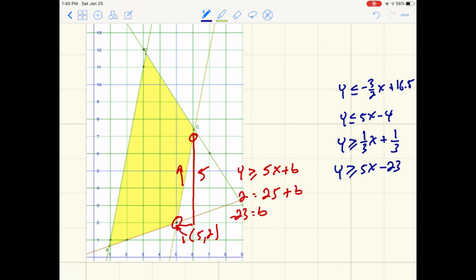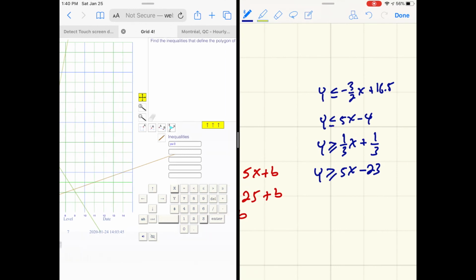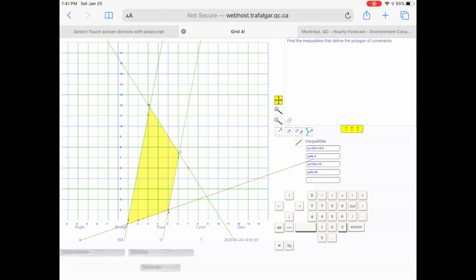There are our 4 equations. Let's put those in. Y is less than or equal to negative 3 over 2x plus 16.5. The next one is y is less than or equal to 5x minus 4. The next one, y is greater than or equal to 1/3 x plus 1/3. Y is greater than or equal to 5x minus 23, and then press enter.